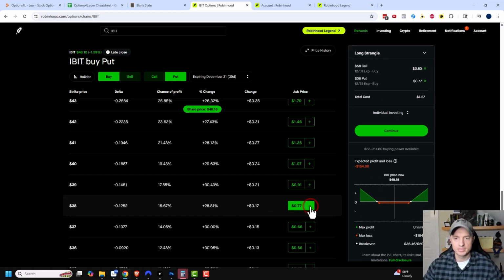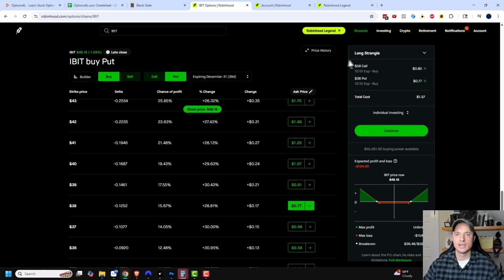So we'll buy that option right there. And now we can see our entire trade. We see that Robinhood calls it the long strangle. So that's good that it's calling it the same thing we thought we were setting up. We're buying the 58 call, and we're buying the 38 put.